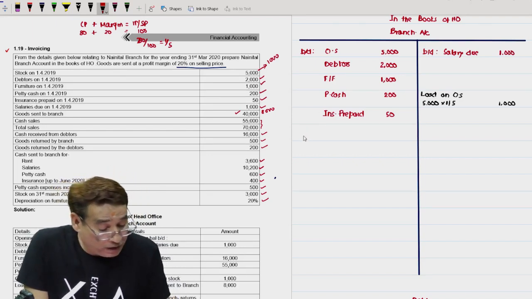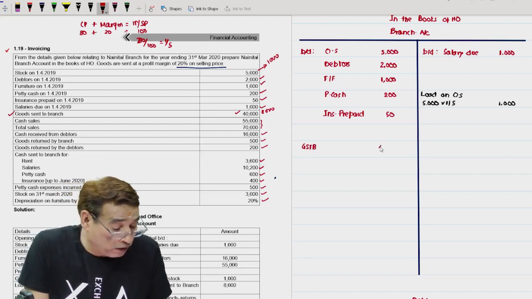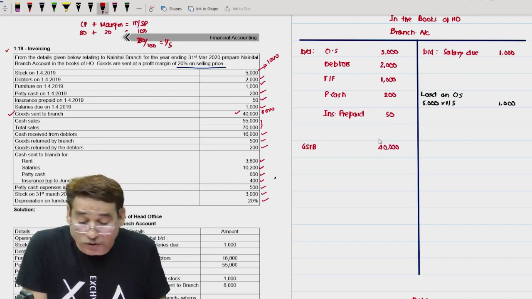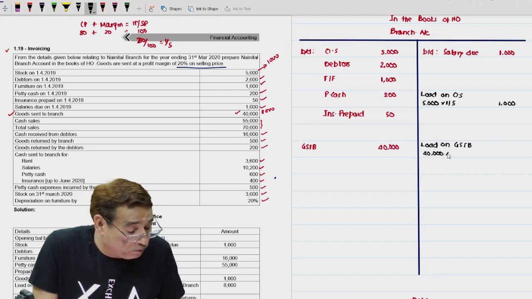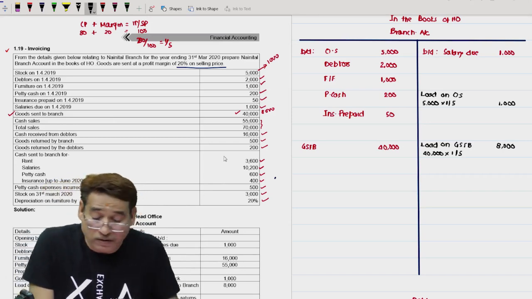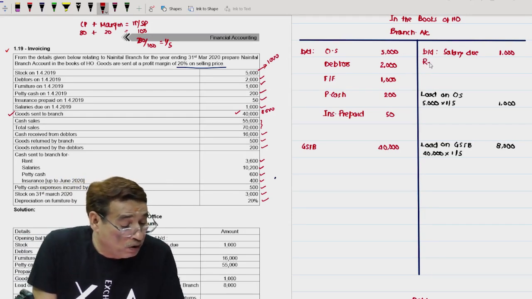Then we have been given goods sent to branch account. Goods sent to branch account is equal to 40,000. So I'm going to write here goods sent to branch account 40,000. Of course, I'm going to take the loading also. So I'm going to write here loading on goods sent to branch account, 40,000 into 1/5, that is equal to 8000. 8000 will be your loading. Then cash sales is given to us. So because cash sales is given to us, I will write here first of all remittances.